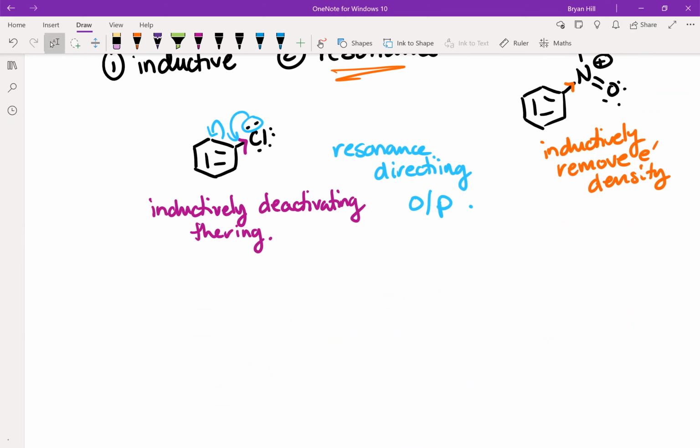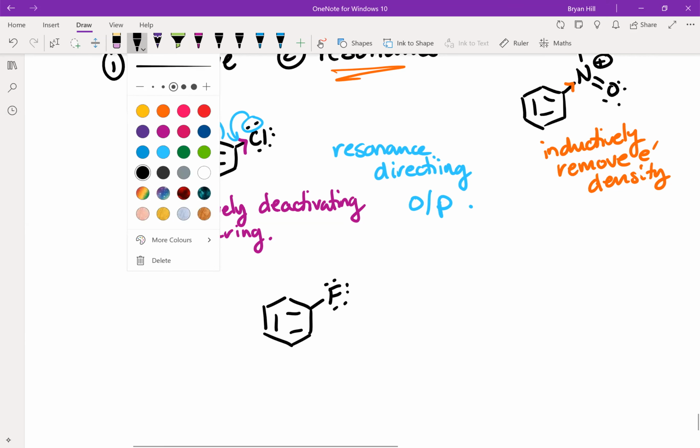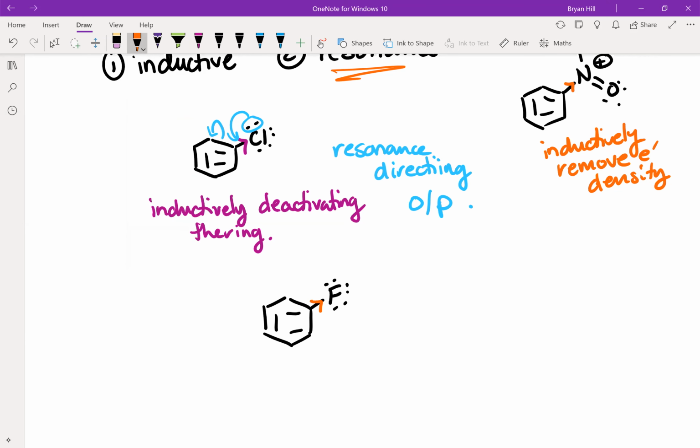One of the groups which textbooks never talk about, which is interesting, is fluorine. Because what we've learned in class is that fluorine is the most electronegative atom, and it should be pulling electron density like crazy out of the ring inductively. But it turns out fluorine is actually an activator.